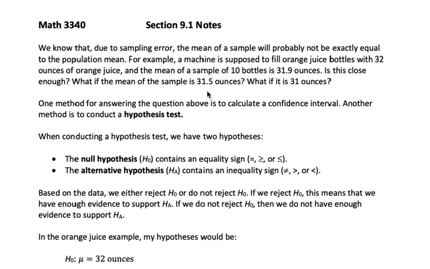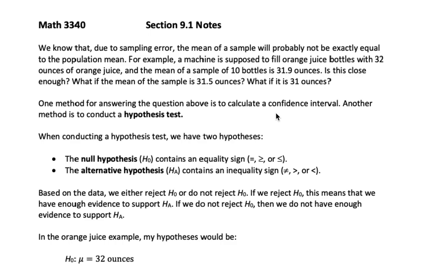What if the mean is 31.5 ounces or 31 ounces? Are those close enough to 32 that we can assume that the machine is doing its job? Or are they significantly lower than 32, and so that tells us that the machine is not filling the bottles properly? So one way that we can answer this question is by conducting what's called a hypothesis test. And we start a hypothesis test with writing our null and alternative hypotheses.